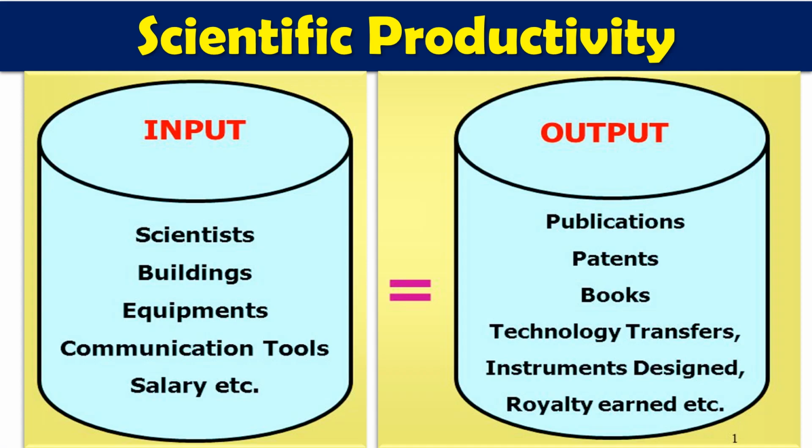So in that terms, if you see the scientific productivity, normally science has some input and there will be output also. So what is the input? We are going to invest in the scientists, buildings, equipment, communication tools, salary of the JRF, SRF, staff, and as a result, we are going to get some output, which is measurable for the scientific output. That can be publications, patents, books, technology transfer, instrument design, royalties earned, or different other parameters. So they are the input and output for the scientific community.